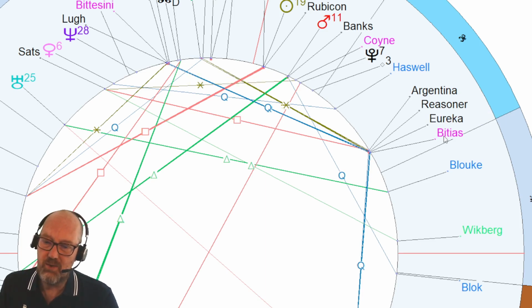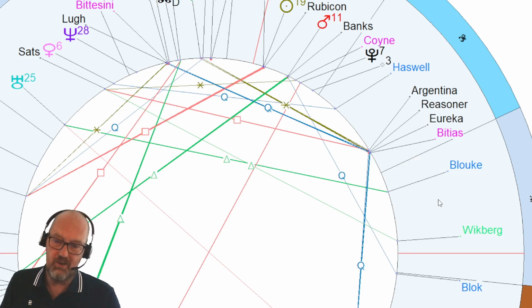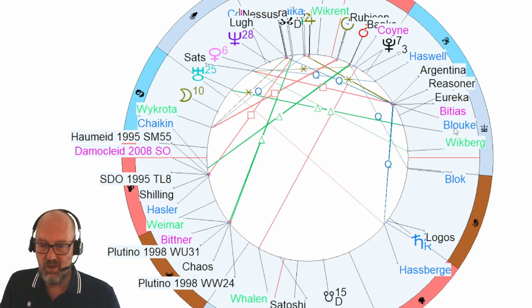Bittesini is quintiling Bitias. We have Mercury sextiling it, and we also have a little square there to Sats, which is not that important. And finally, another quintile to Hasberger, which is another hash rate significator. One of the technical ones, just like block, all these blue ones.